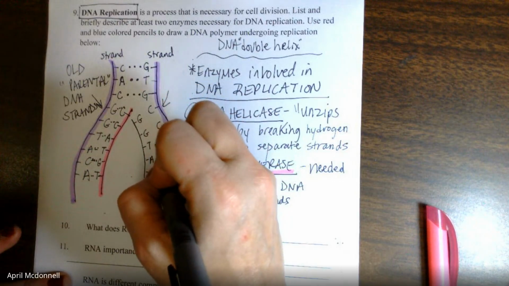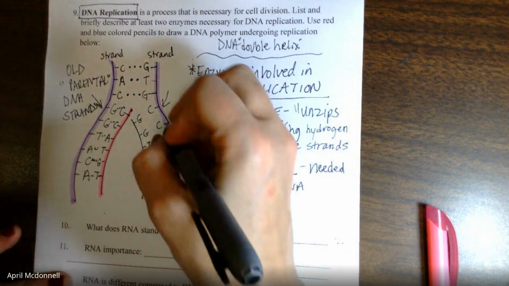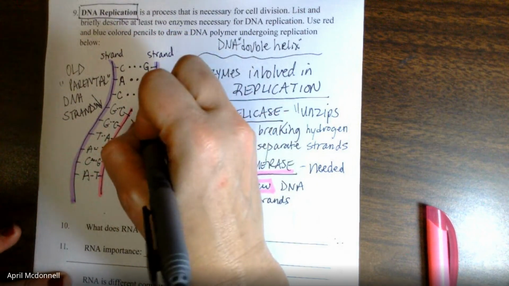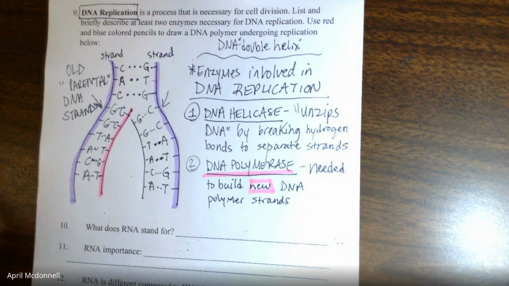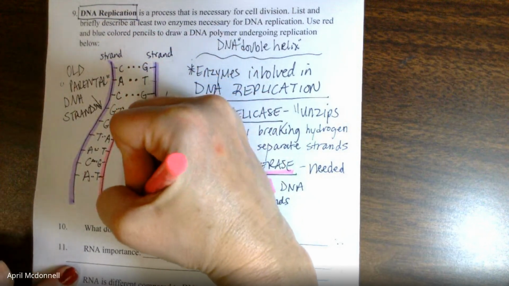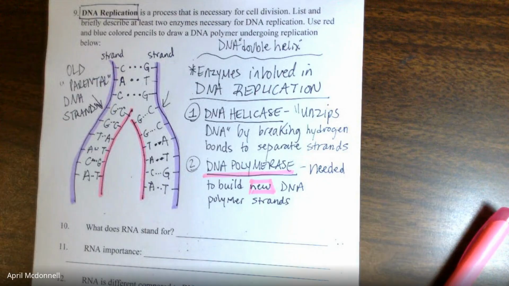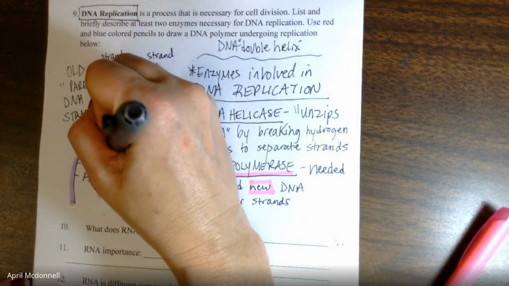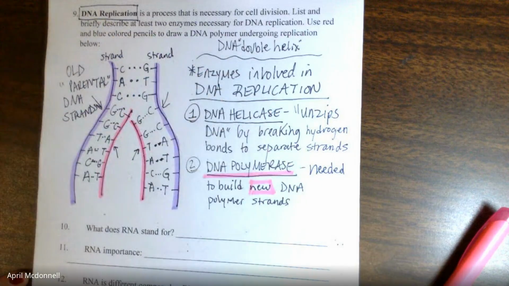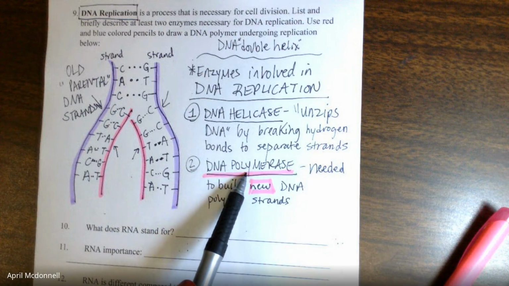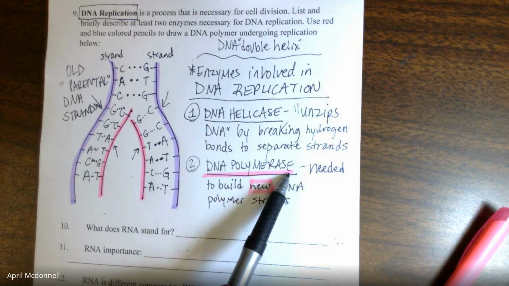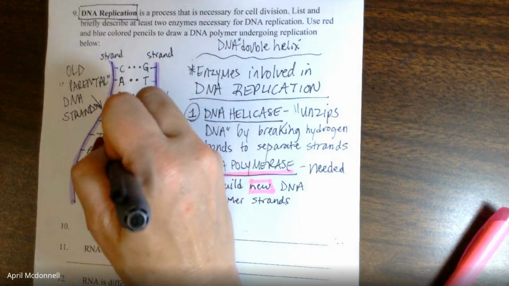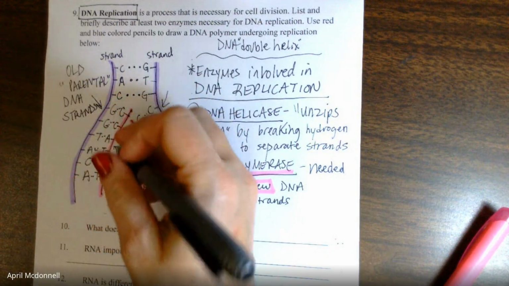Sorry, there's only 2 hydrogen bonds between A and T, and then there's 3 hydrogen bonds between G and C. So what I've highlighted in purple are considered the brand new DNA polymer strands that are built due to the presence of an enzyme called DNA polymerase. So just think about DNA polymerase. Basically, here are our new DNA polymer strands.